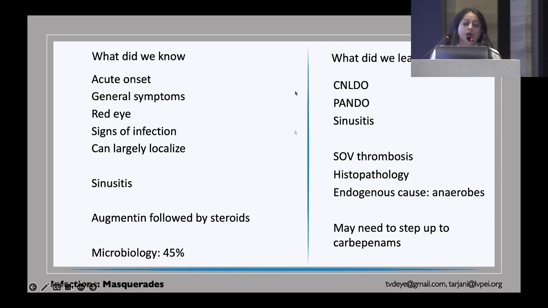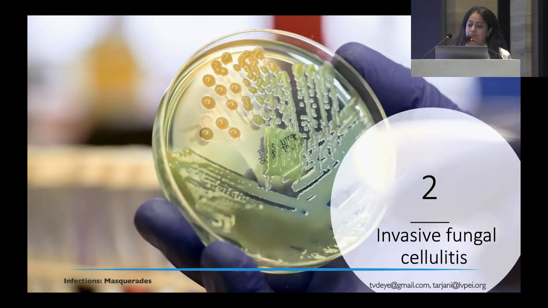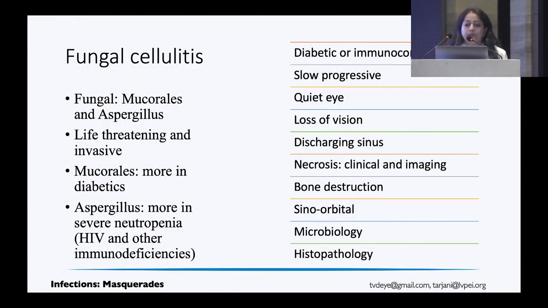But I showed you that there are certain other things that you need to pay attention to, especially NLDOs, congenital or acquired, SOV thrombosis that might occur in the setting of cellulitis. And sometimes you may have infection with anaerobes, where you should suspect an endogenous cause, and you may need to add antibiotics which are specifically targeted to anaerobes, such as the carbapenems. Now, briefly talking about the fungal spectrum. So two organisms that largely are there in our kitty, mucorales and aspergillus. We saw a lot of mucor during the COVID time, but aspergillus is just as common.